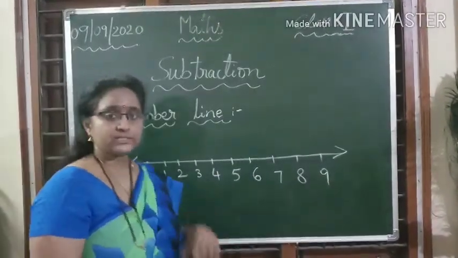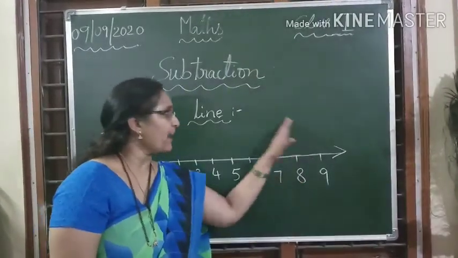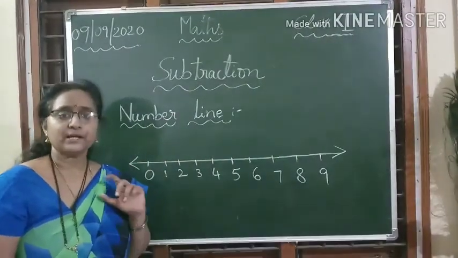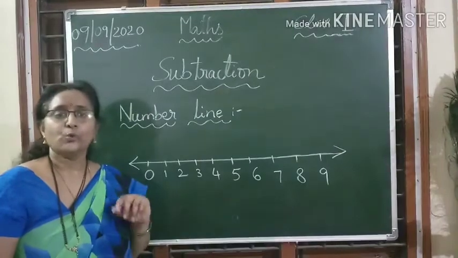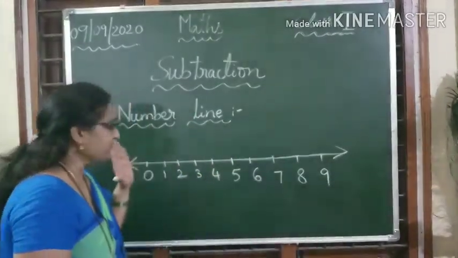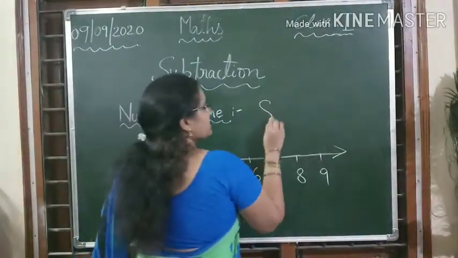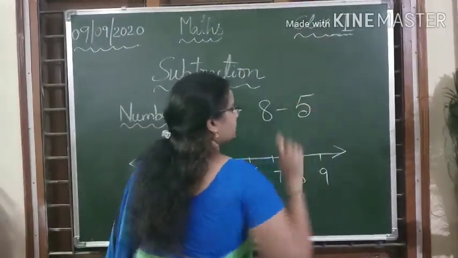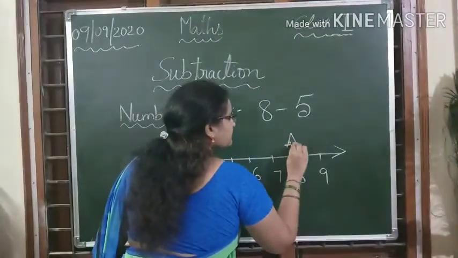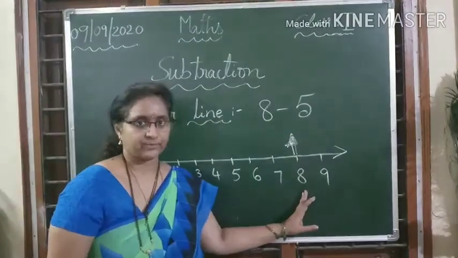While doing subtraction using number line, we have to move backward. To subtract a number from a given number, we should move towards left on the number line. Let us see an example. I want to subtract 5 from 8. That means we have to put our finger or a mark at 8.